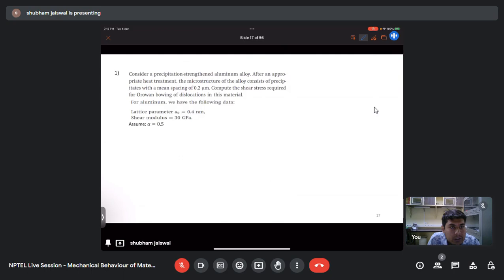So please try to answer it, guys. It's very simple. You need to use the equation tau is equal to 2 alpha Gb upon lambda. So all these values have been given: alpha, G and lambda. You just need to figure out how to calculate the b and you will get the answer.